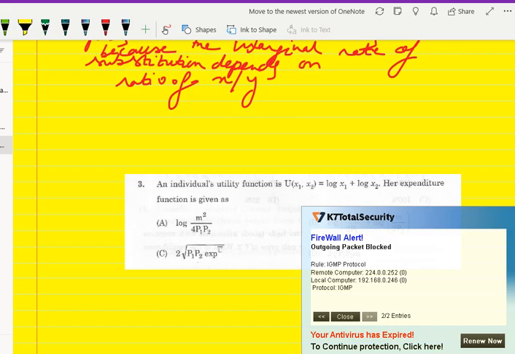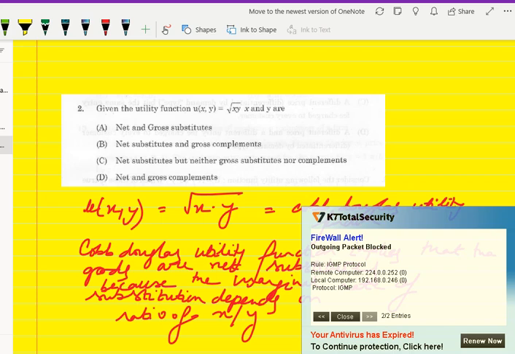Gross substitute is the concept where the demand for one increases with the price of the other. Gross complements are when the demand for one decreases with the price of the other. So the functional form makes the goods net substitutes. So here the answer will be net substitutes, but neither gross substitutes nor complements.